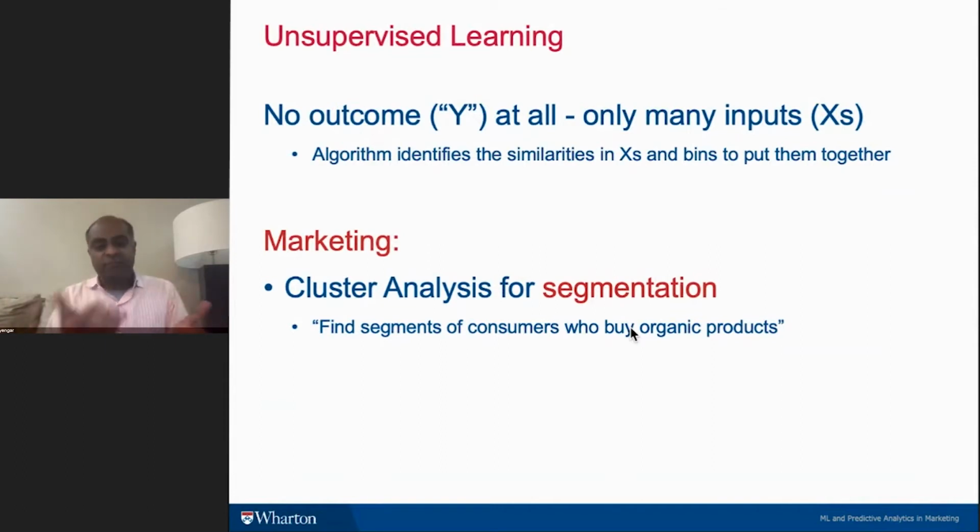Of course, it doesn't have to be B2C. It can be B2B as well. And what you're trying to figure out is, are there segments in this particular database? So it's less about the dependent variable Y. There's nothing to predict per se. What you're trying to uncover is which sets of customers are similar in nature. So that's the most common example of unsupervised learning.